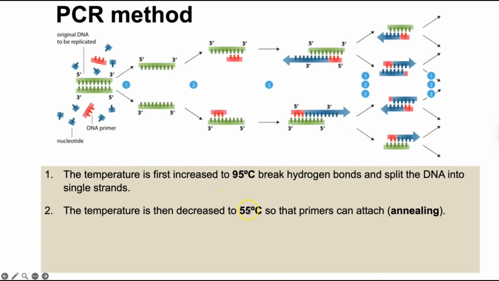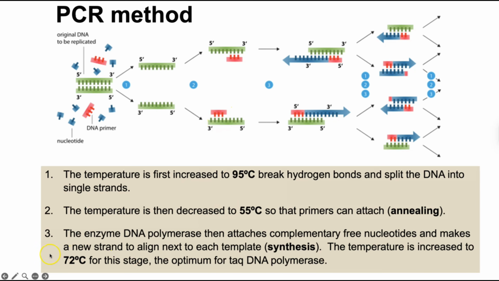Then we decrease the temperature to 55 degrees C. We need to do that so that hydrogen bonds can form, because our DNA primer, which is that short sequence of DNA bases complementary to our sequence on our DNA fragment of interest, those are going to be attracted and aligned, but we need the temperature to be dropped so that hydrogen bonds can form between those two. Then we will increase the temperature so that the enzyme DNA polymerase can then align all of these DNA nucleotides that are going to be attracted to their complementary bases.